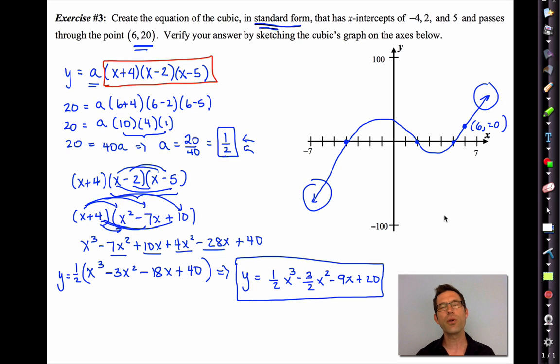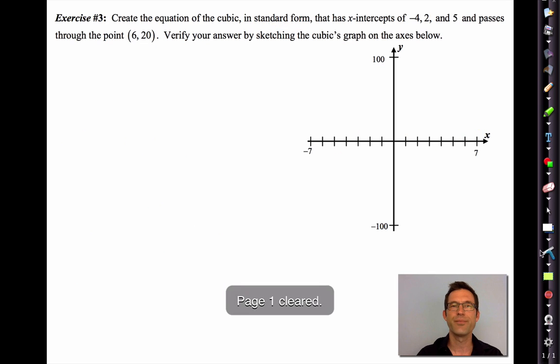Obviously, this would get harder and harder the more x-intercepts we have, and the higher the power is. So an x to the 4th would even take more algebra, and x to the 5th even more algebra. All right, but we're going to stick with x cubes in this lesson. So pause the video now and write down anything you need to. All right, clear this out.